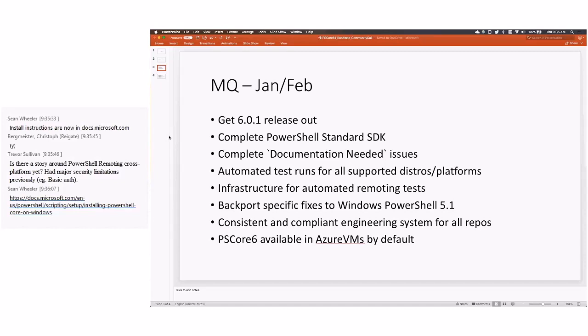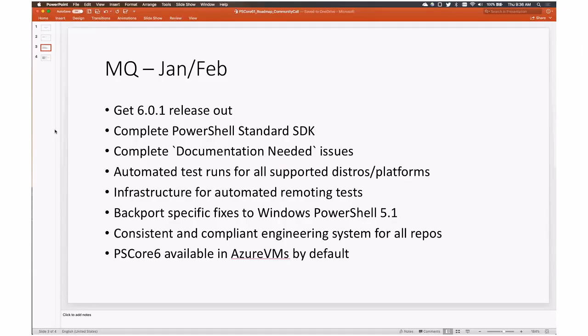I'll get to some of the questions in a bit. Finally, one of the things that we're working on, primarily Joey and myself, is making sure that PowerShell Core 6 is available by default on Azure VMs. This is not a technical problem. This is more of a process and policy problem. So I can make no commitment when that will happen, but we're starting those conversations.